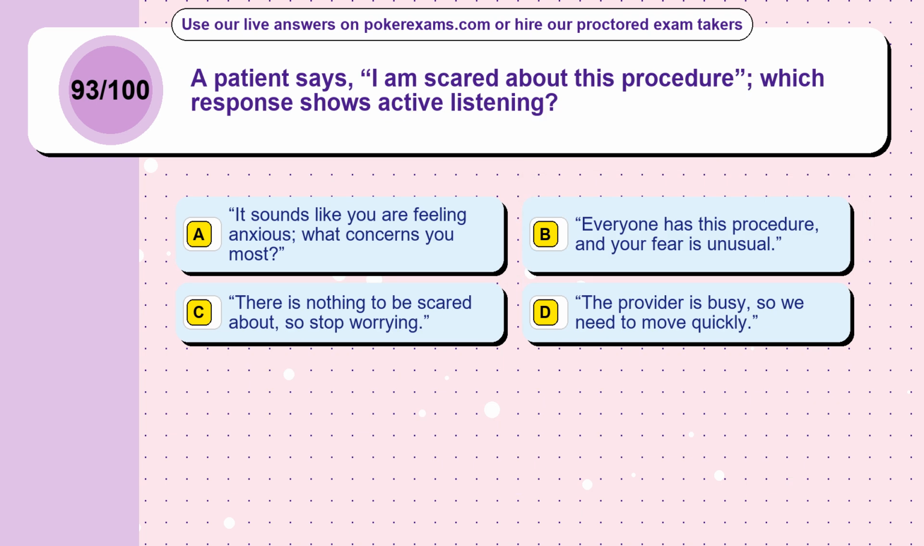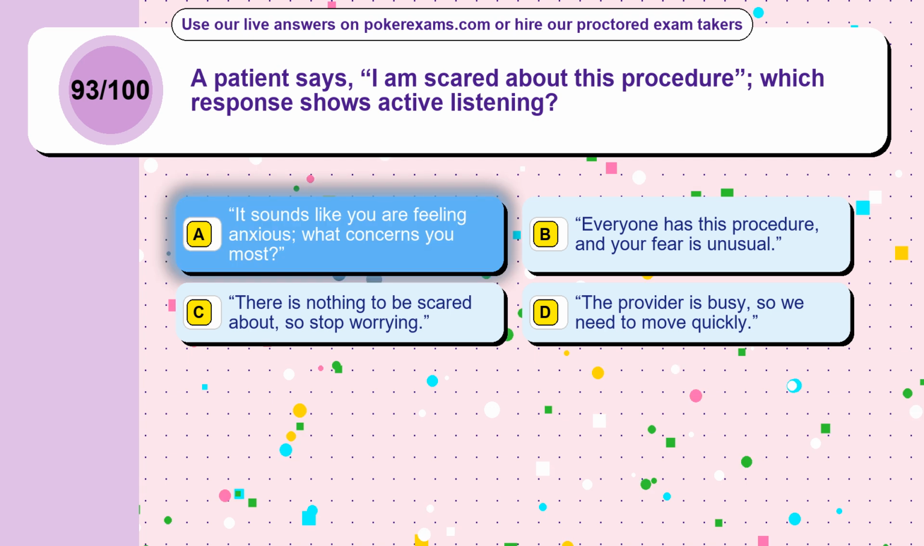Question 93. A patient says, "I am scared about this procedure." Which response shows active listening? Option A. It sounds like you are feeling anxious. What concerns you most? Option B. Everyone has this procedure, and your fear is unusual. Option C. There is nothing to be scared about, so stop worrying. Option D. The provider is busy, so we need to move quickly. The correct answer is option A.